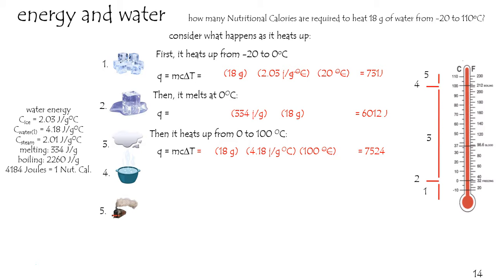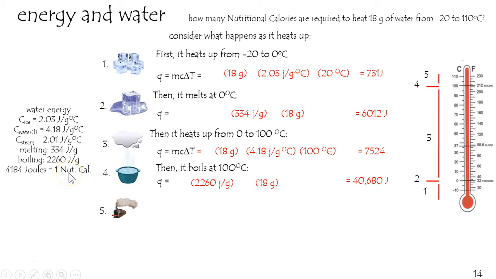Once it's at 100 degrees, it will boil, and that'll cost us 2260 joules per gram. We got 18 grams, or 1 mole, by the way. And that is the one that costs the most, which might surprise you at first, but don't forget you're boiling it down until there's nothing left in the pot.